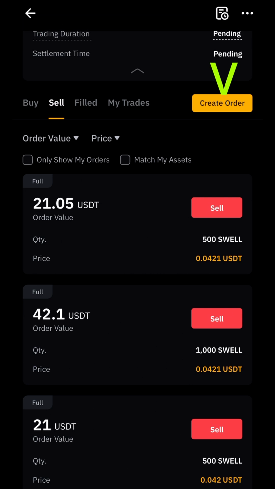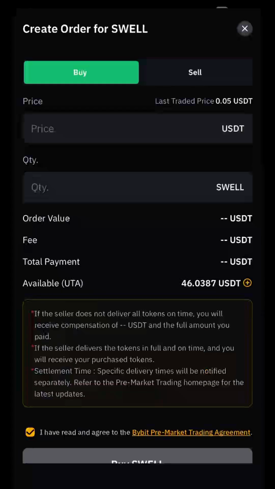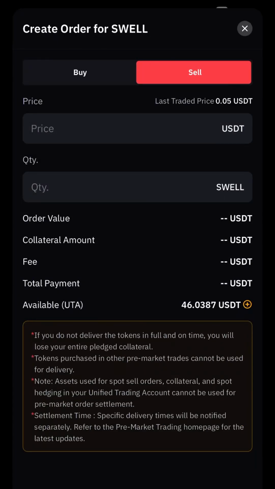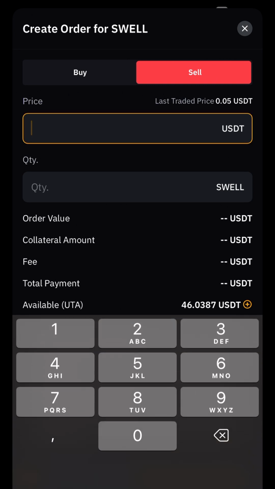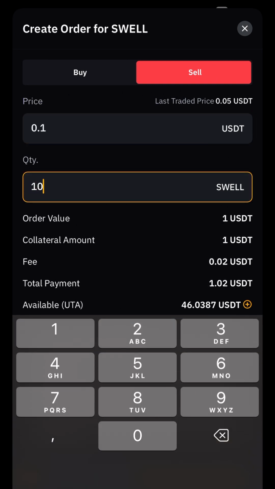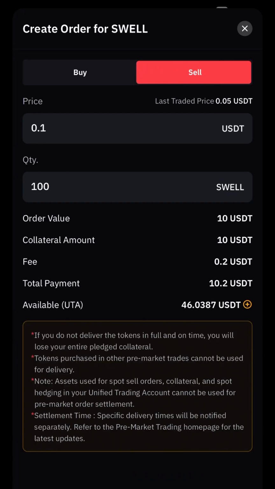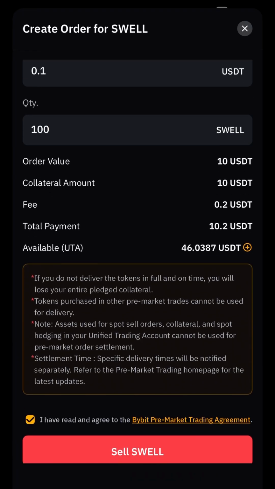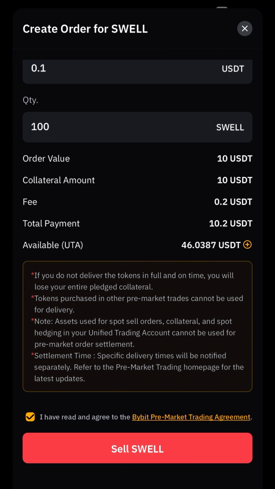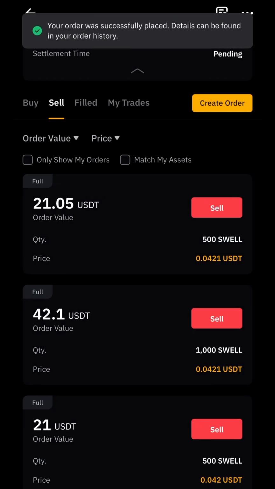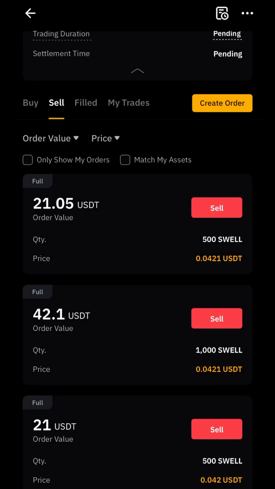And now let's create an order for sell. I need to go to Sell first. I will put a bigger price and a quantity of 100 SWELL. Okay, I'm not sure if I will be able to sell at this price, but I try. Maybe the price will change, I don't know. If I do not sell, this order will just be closed automatically, and that's all. And I push Sell SWELL. Okay, and that's all. My order was placed.